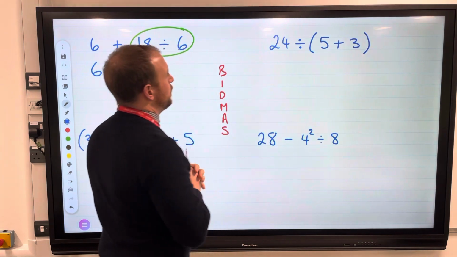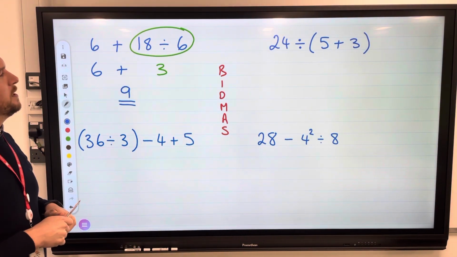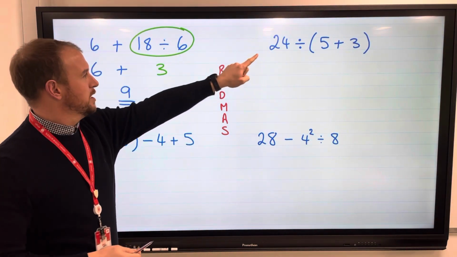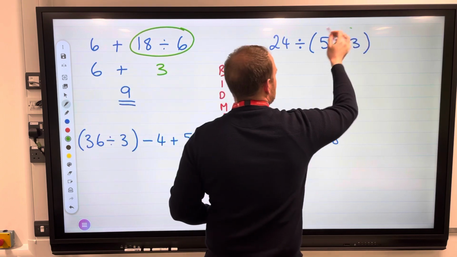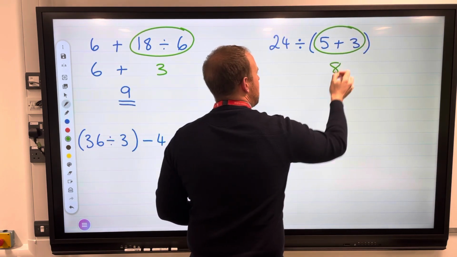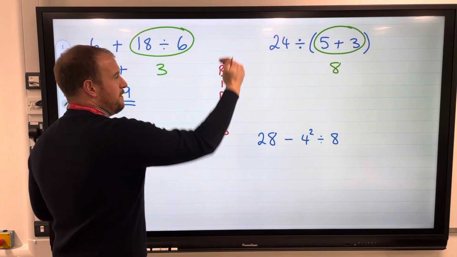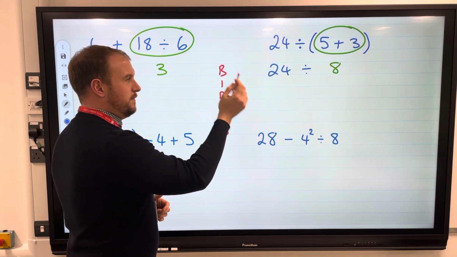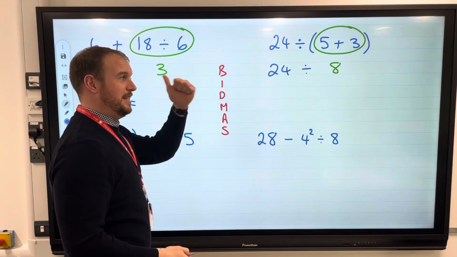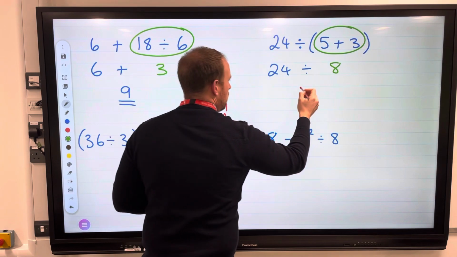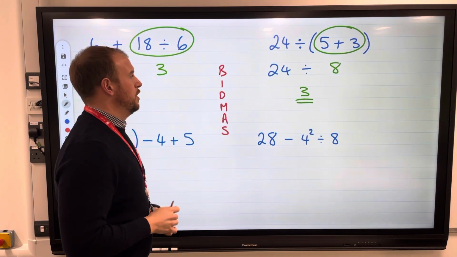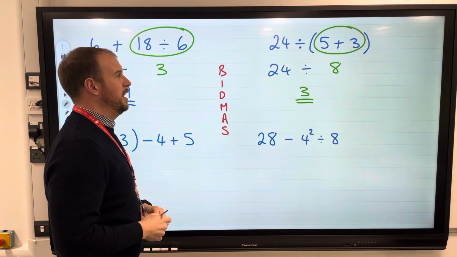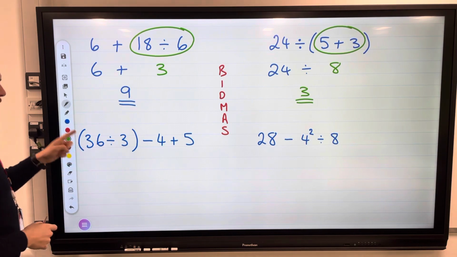So now I have 24 divided by 5 plus 3, but I've also got the 5 plus 3 in brackets. Well, looking at our order, brackets comes first. So let's work out our brackets. 5 plus 3 is 8. Bring everything else down, 24, and then the division symbol. 24 divided by 8 is 3, because we have 8, 16, 24. So there's our answer. We've used Bidmas to help us work out which operation we have to use first.